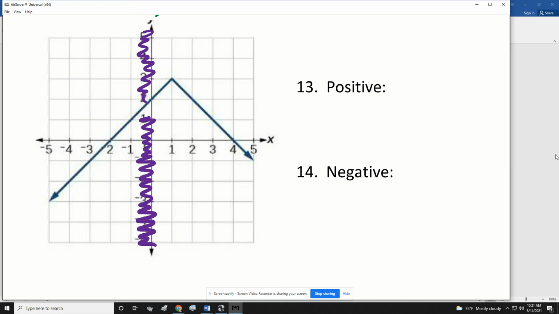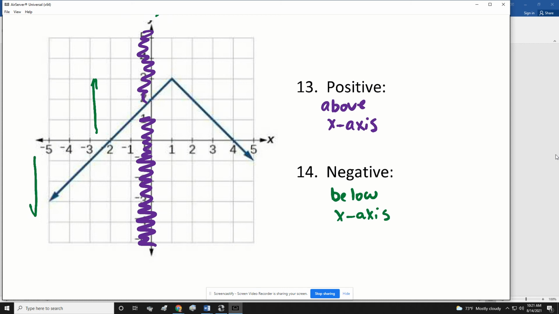So when we're talking about where the graph is positive, it's above the x-axis. And the graph is going to be negative below the x-axis. Okay, so we have above and we have below. And we're still only talking about x's.